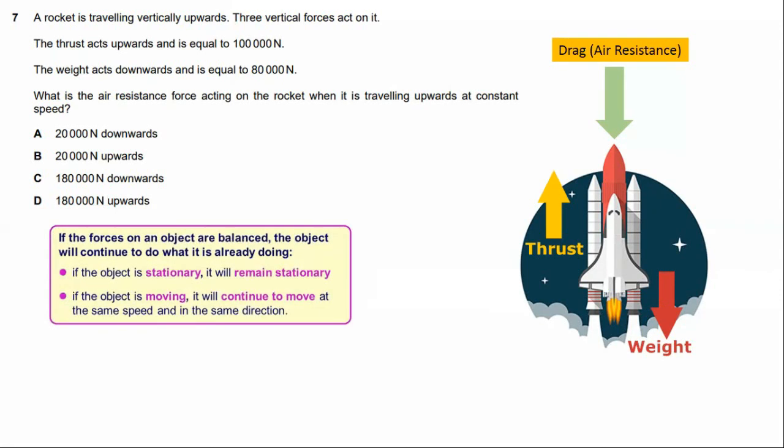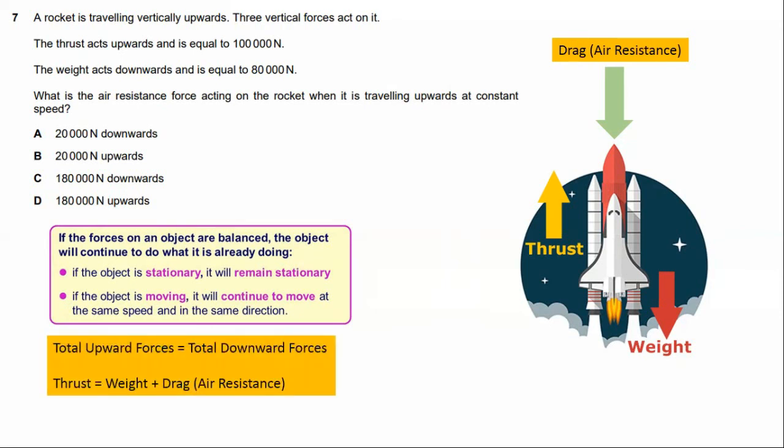Newton's first law states that if the forces on an object are balanced, the object will continue to do what it is already doing. If the object is stationary, it will remain stationary. If the object is moving, it will continue to move at the same speed and in the same direction. Since the rocket is moving with constant speed, forces on the rocket must be balanced.